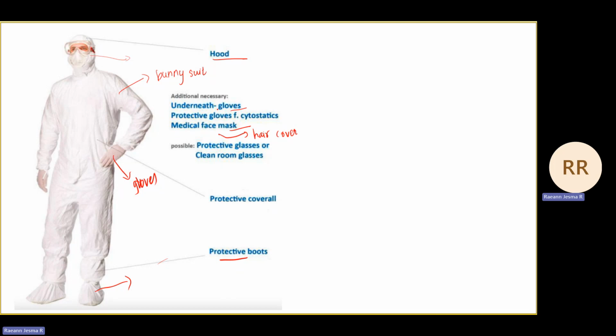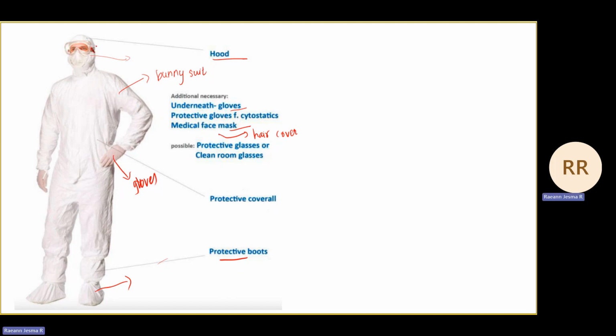By class 100 and class 1000, we are saying that we have certain restrictions regarding the number of particles as well as the size of the particles that are present. So if you want to minimize them, we have to ensure that whoever is coming in does not expose any skin, because from skin many particles can be shed. So that's why people wear this bunny suit.